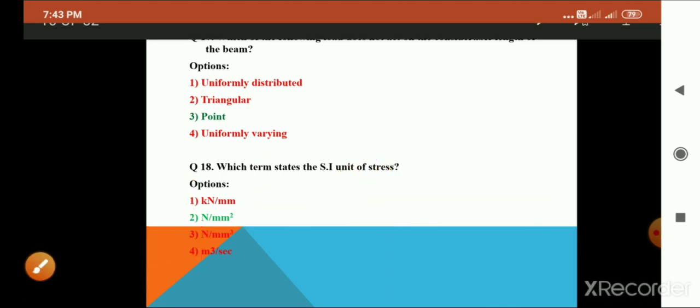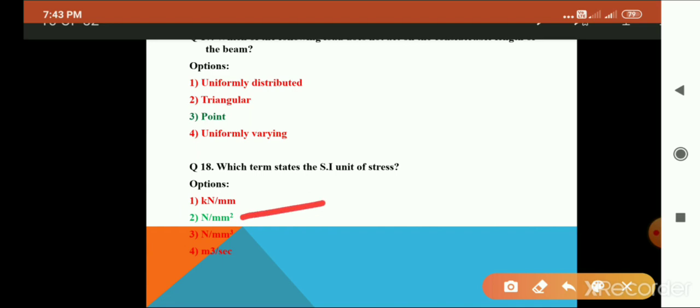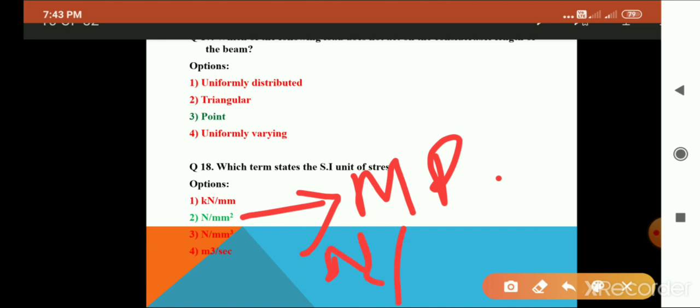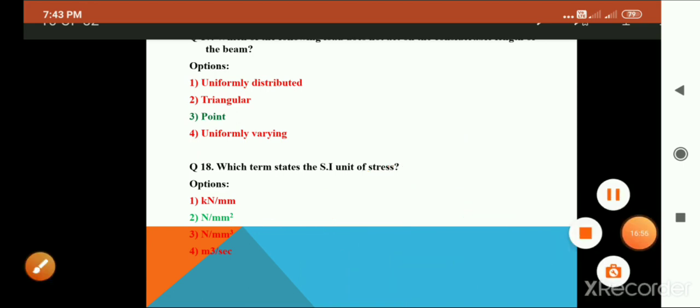Then question number 18. Which term states the SI unit of stress? Here, Newton per millimeter square, option number 2, is the correct answer. As we know, Newton per millimeter square equals megapascal, and Newton per meter square is termed Pascal. Let's come to the next question, question number 19.